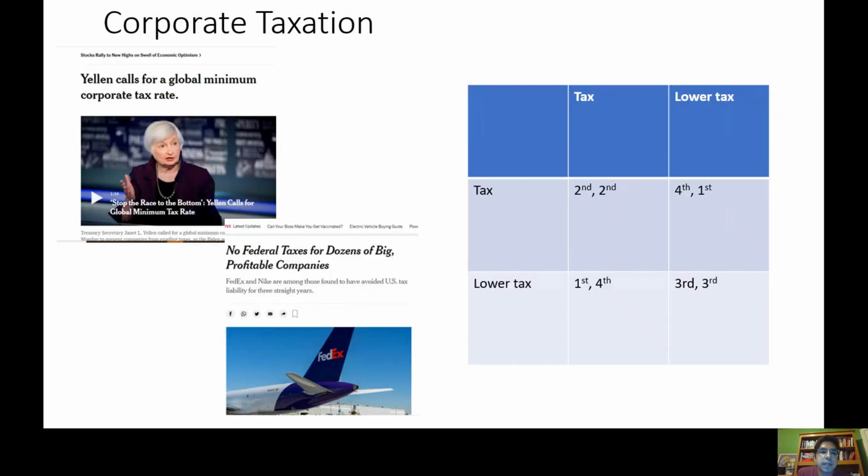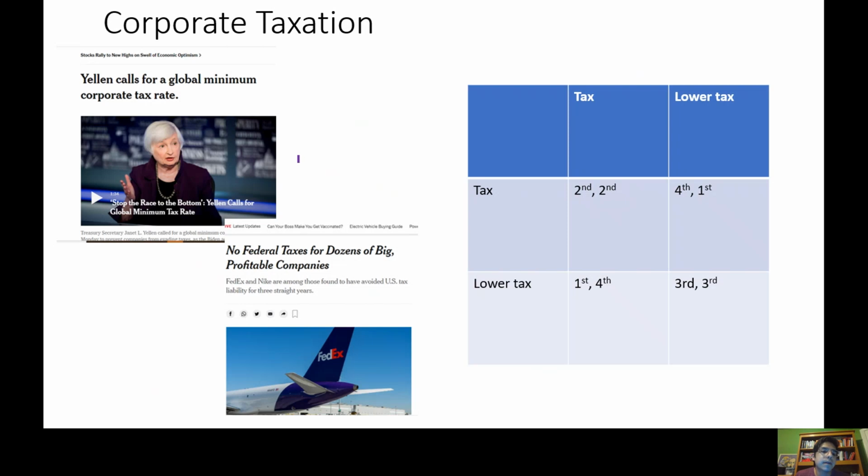Okay, so let's think about corporate taxation for a moment, which is perhaps related to income inequality. I should make a review topic video about income and wealth inequality. And so we've talked in class before about the speech that Janet Yellen recently gave, where Yellen called for a global minimum corporate tax rate. So this is the Treasury Secretary, Janet Yellen.